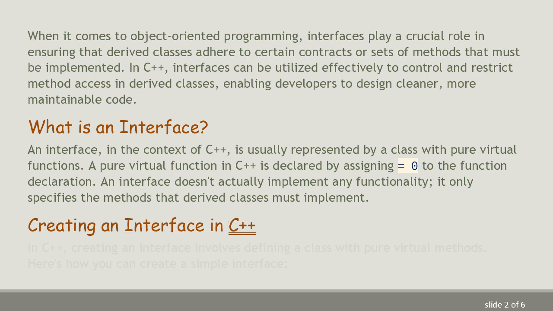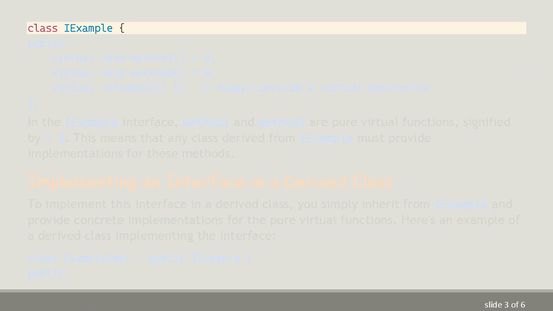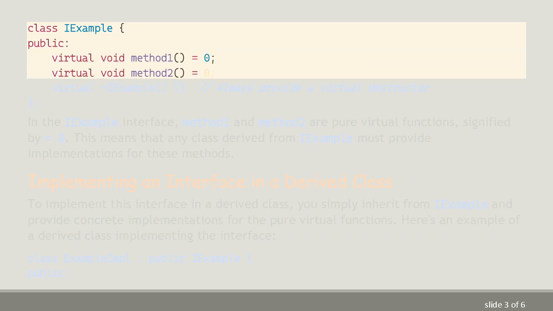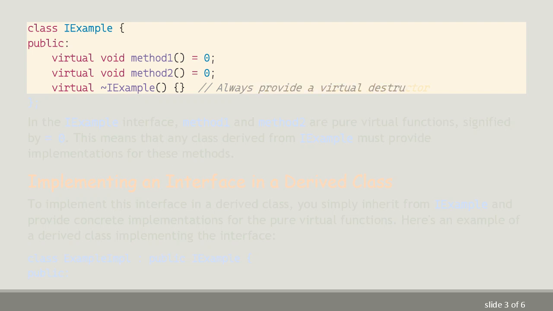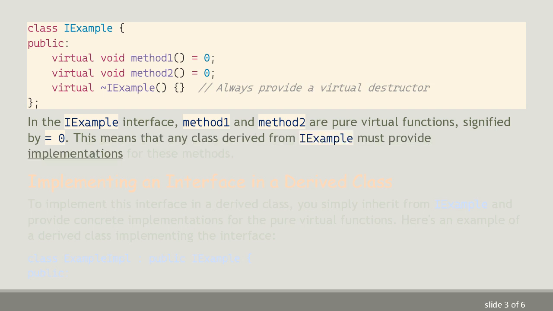Creating an interface in C++. In C++, creating an interface involves defining a class with pure virtual methods. Here's how you can create a simple interface. In the IExample interface, method1 and method2 are pure virtual functions, signified by equals 0. This means that any class derived from IExample must provide implementations for these methods.